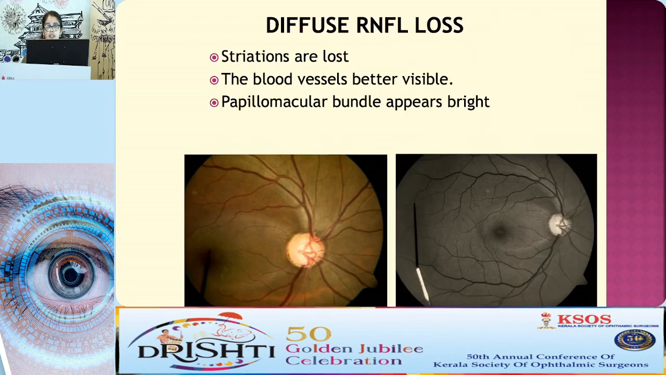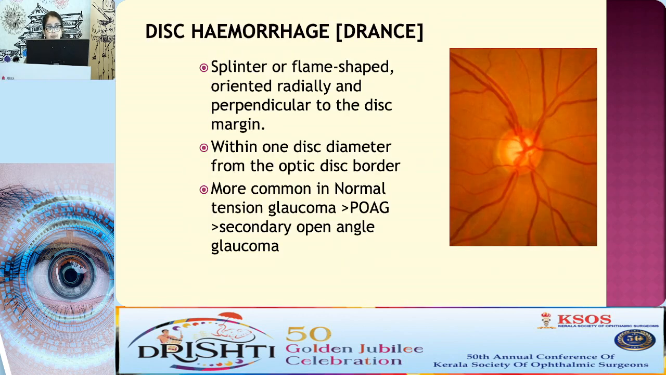If in later stages there is a diffuse loss, the blood vessels will start looking more prominent, and the papillomacular bundle, which is affected last, will appear very bright.